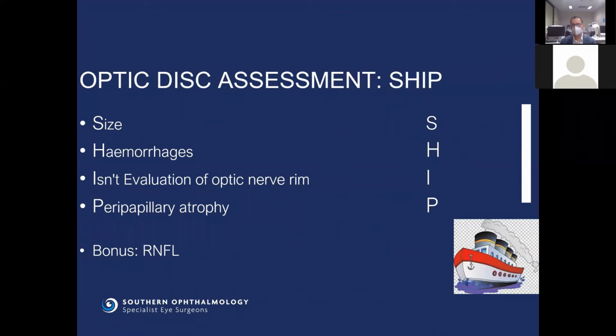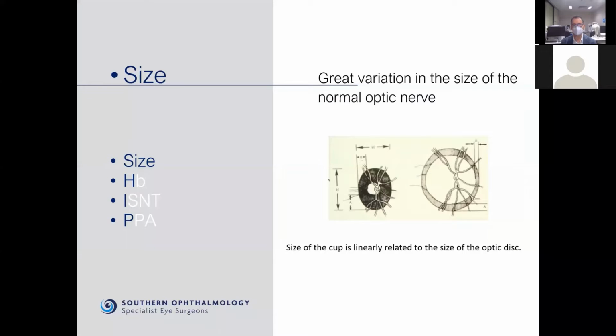When documenting what an optic disc looks like, we need to do more than just document the cup to disc ratio. We need to measure the size of the optic disc. We need to look for hemorrhages. We need to not only look at the cup to disc ratio, but pay specific attention to the neuroretinal rim. And we should have a look at peripapillary atrophy. Retinal nerve fiber layer defects are most probably better examined with the OCT.